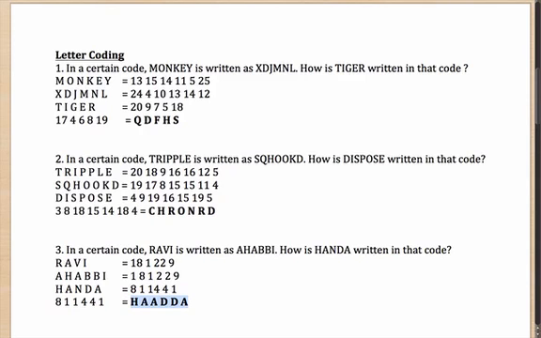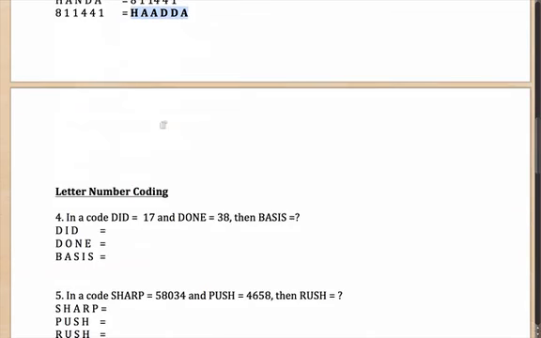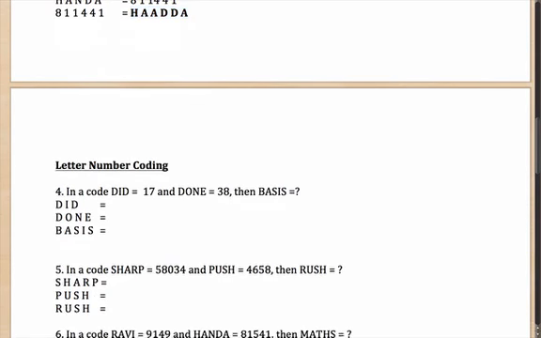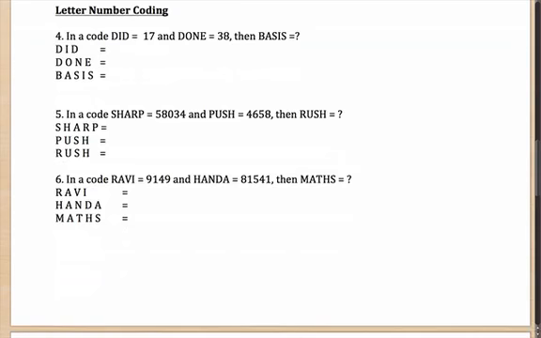So this is essentially what letter coding is all about. What we did was, to solve these questions, we first converted them to numbers and then converted them to letters again. My input was a letter and my output was also a letter, and that is why it is known as letter coding. Now let us look at something a little different from it, that is the letter number coding.